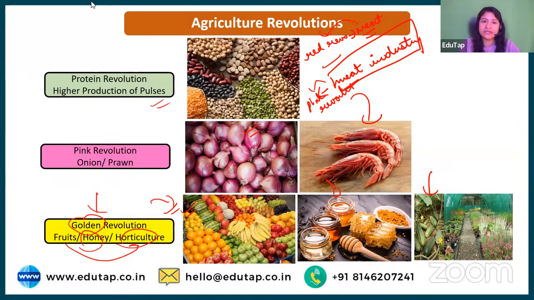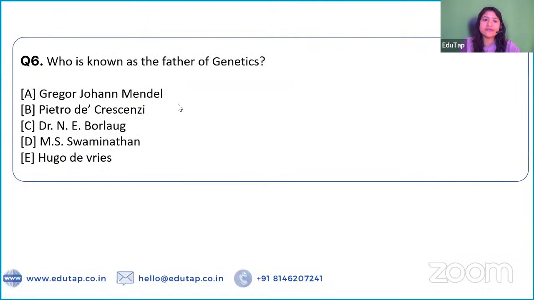ठीक है, so I hope in the examination you won't be confused. They would not give you two options. They would not give you golden revolution also, they would not give you sweet revolution also to make you confused. They will just give you one option only. ठीक है, so you need not to worry. So these were some of the revolutions that we have seen. Now the next topic that comes under the introduction to agriculture is about knowing the fathers of various disciplines.